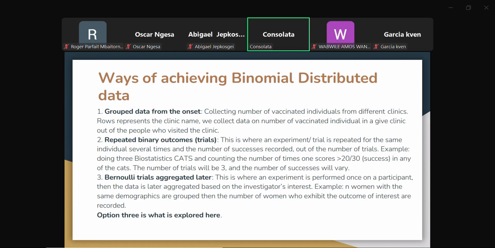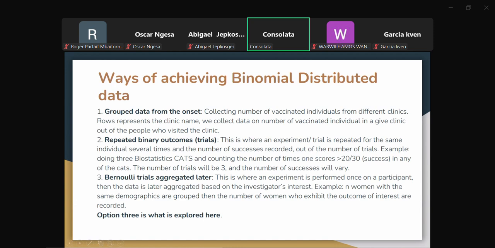Then you can have binomial distributed data by repeated binary outcomes. This is where an experiment or a trial is repeated for the same individual several times and the number of successes recorded. And I think we've had this example in class where we have 3 biostatistics cards.